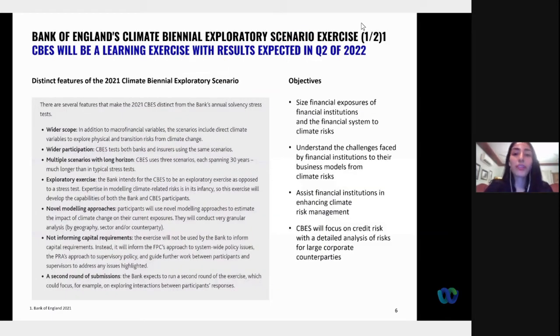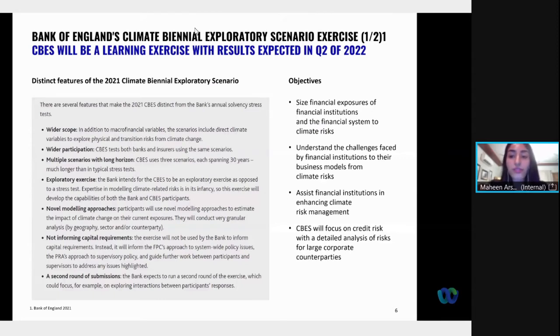So the second development that has recently occurred is the Bank of England's Climate Biennial Exploratory Scenario. So it is their climate stress testing exercise. Earlier this month, they released the key elements of this exploratory scenario exercise. The climate stress test will have three main objectives.